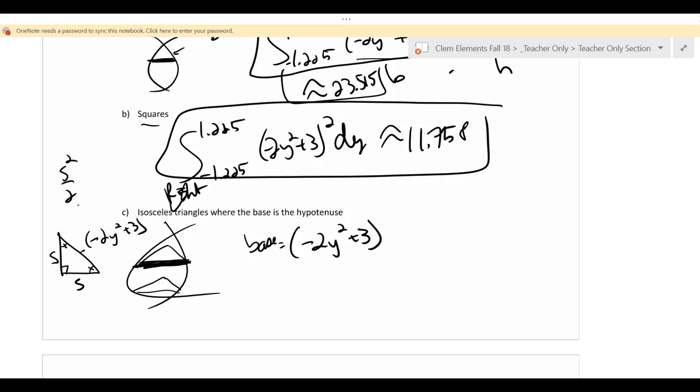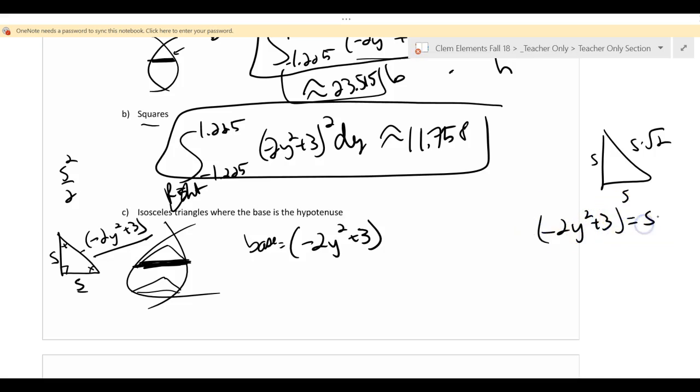All right, now this is the tricky part. What is the connection between this length and these lengths? If you look at an isosceles right triangle, if those are, well, let's call these S again, then the hypotenuse is S times the square root of 2. And that's always the case. So what I'm claiming is that negative 2y squared plus 3 equals S times square root of 2. And you need S to figure out S squared over 2. So we'll just divide that by square root of 2. And now I've got S.